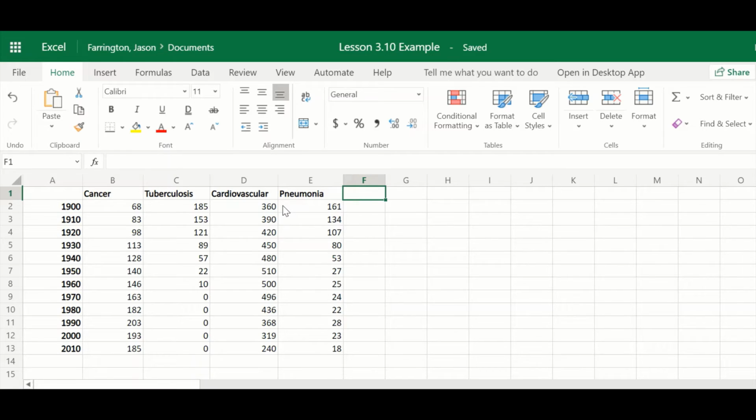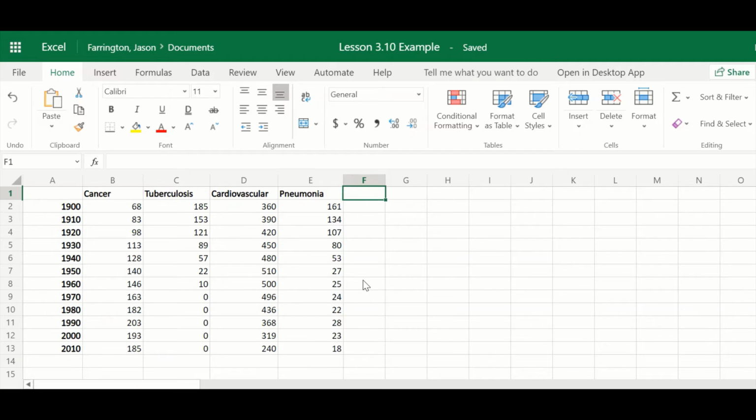Cardiovascular disease has been the number 1 cause of death throughout this time period. It started at 360 deaths per 100,000 in 1900, reached a peak in 1950 of 510 deaths per 100,000, and has come down ever since. In fact, since 1980, it's come down dramatically. And then pneumonia. Pneumonia, like tuberculosis, started high and came down significantly from 1900 to about 1950. But unlike tuberculosis, it never got all the way down to zero. Since 1950, it's been in the 20s.